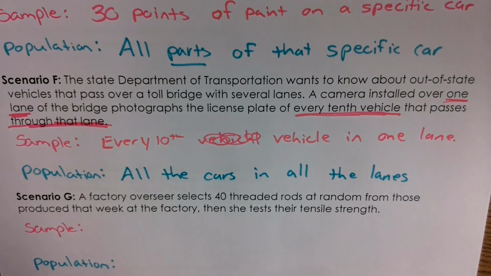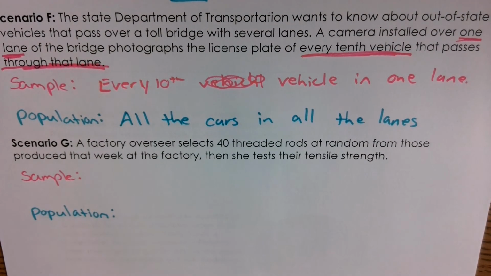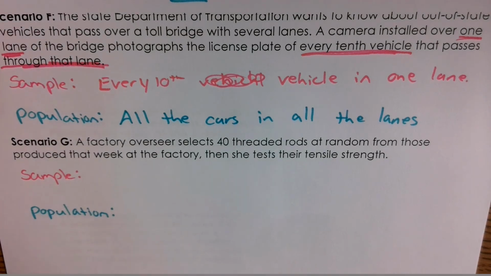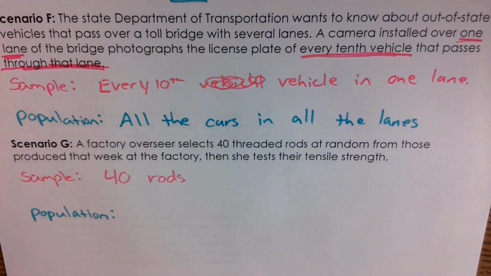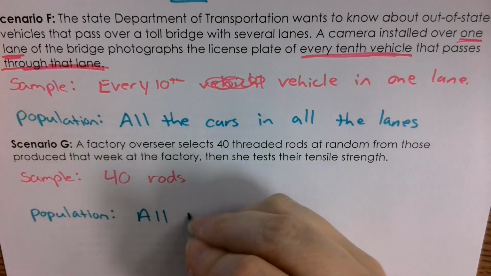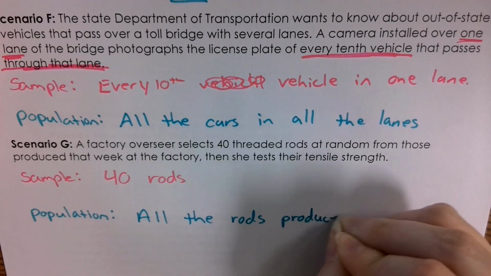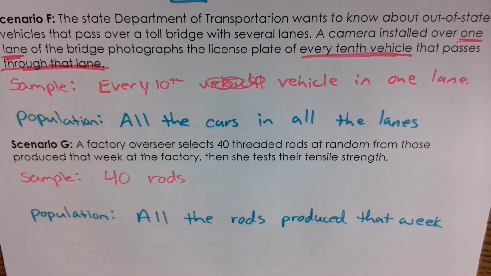All right, last one, scenario G. A factory overseer selects 40 threaded rods at random from those produced that week at the factory. Then she tests their tensile strength. So the sample, what is she selecting? The 40 rods, right? And then what's the population? What's that keyword we always been saying? All. So all the rods that were produced that week.